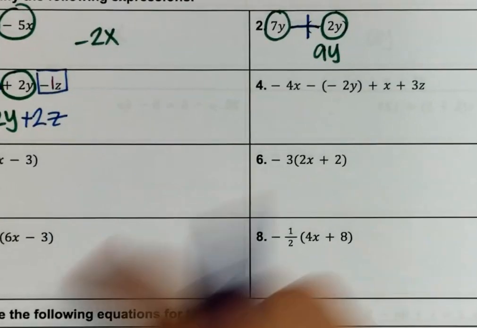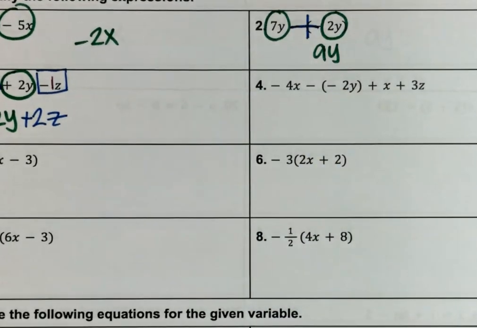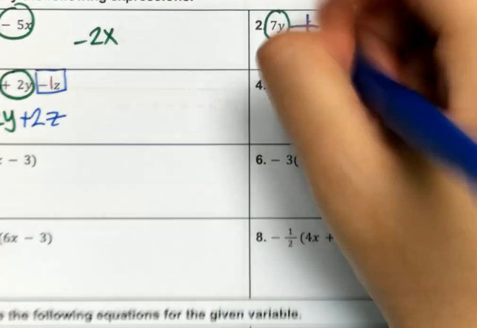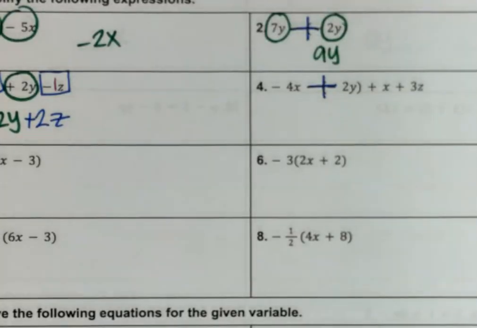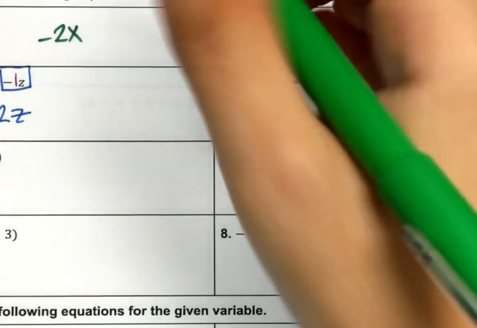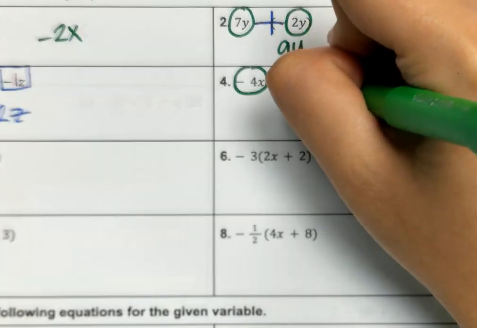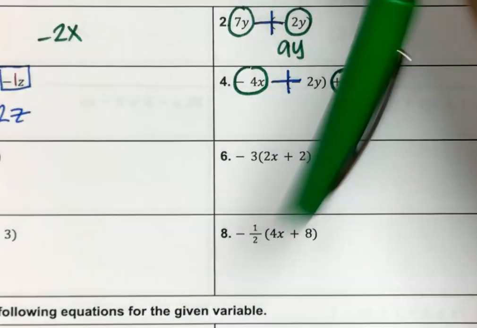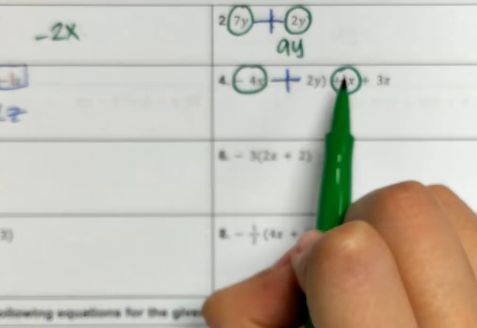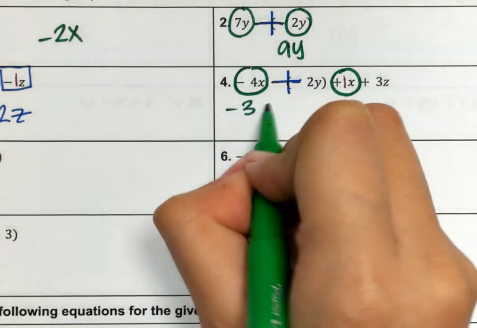For number 4, we have a longer problem, negative 4x minus, in parentheses, negative 2y plus x plus 3z. I see that I have double signs, so I'm going to start there. Double negatives make a positive. I have no other double signs, so I can start combining. Once again, I'm going to start in alphabetical order, so I'm going to start with my x. I have a negative 4x and a positive x by itself. But we already said when an x is by itself, it has an implied 1. So I can combine these since they have the same variable. Negative 4x plus 1 is negative 3x.